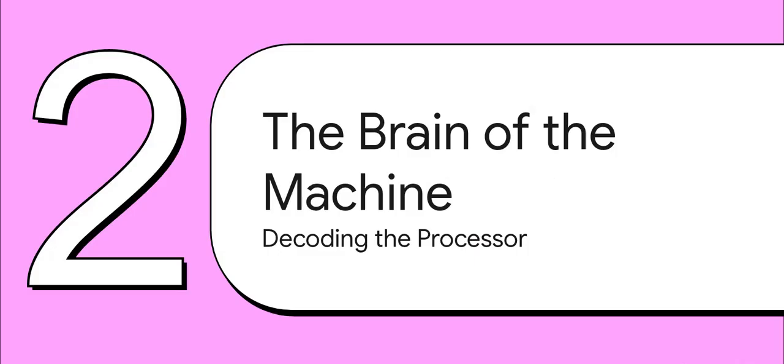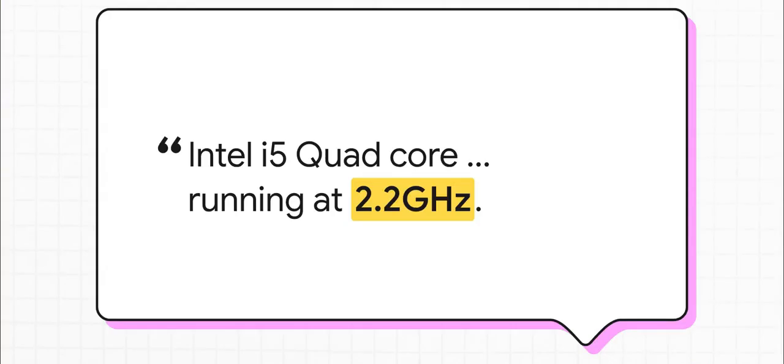All right, now that we've got the basic lingo down, let's jump back to that ad and start decoding it. First up, the brain of the whole operation. The processor. So this is the line we're going to pick apart. We see Intel i5, okay, that's the brand and model, but the juicy parts are quad-core and 2.2 gigahertz. What do those actually mean for you when you're using the computer?